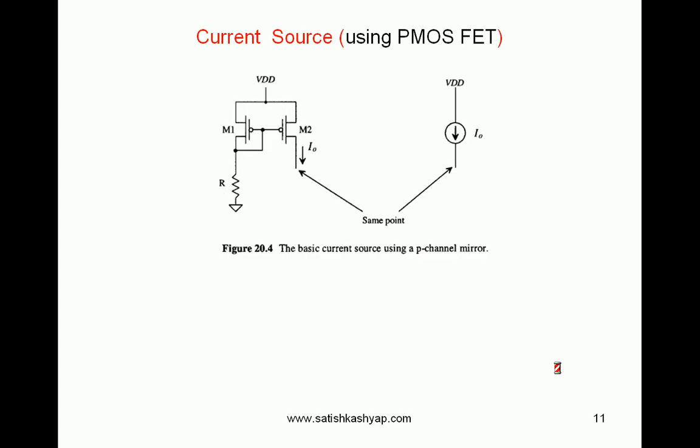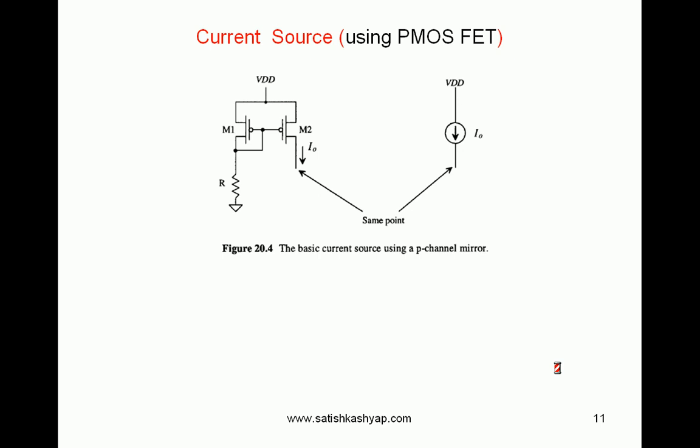Now we will see how to implement current mirror using PMOS FET. If you implement current mirror with NMOS FET, that is treated as a current sink, where the drain current is sinking into ground. When we use current mirror with PMOS FET, it is called a current source, that will source the current for the rest of the circuit. How to connect PMOS FETs and how to implement current mirror using PMOS, that we will see now.